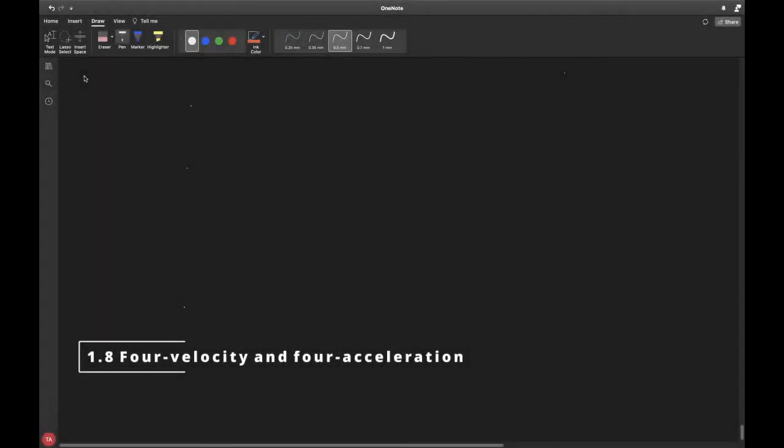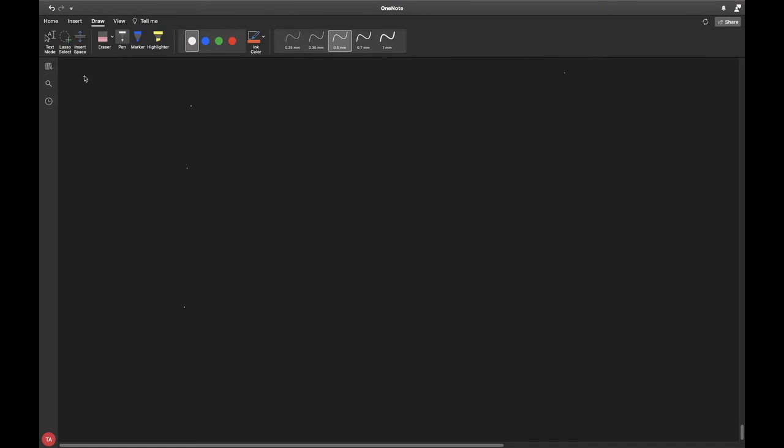Okay, so now that we went through all this new mathematical formalism with the four vectors, let's actually apply that to some physical quantities. So this is 1.8, and we are going to discuss four velocity and four acceleration.